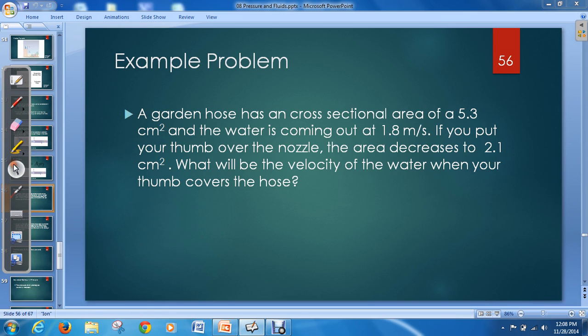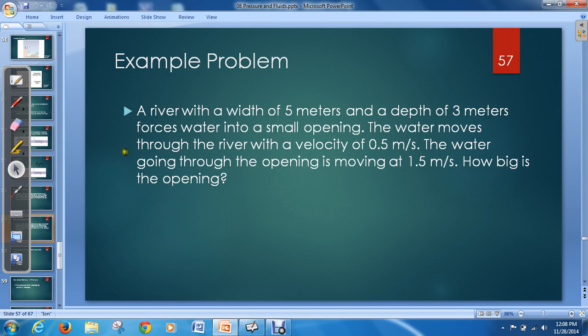Okay, so if you're doing this for participation, answer this question. Okay, a river with a width of 5 meters and a depth of 3 meters forces water into a small opening. The water moves through the river with a velocity of 0.5 meters per second.